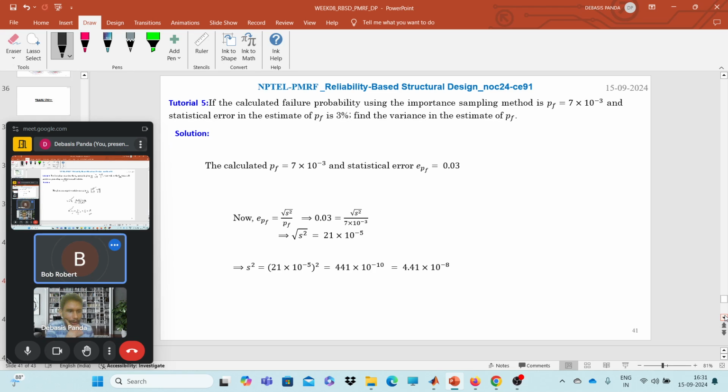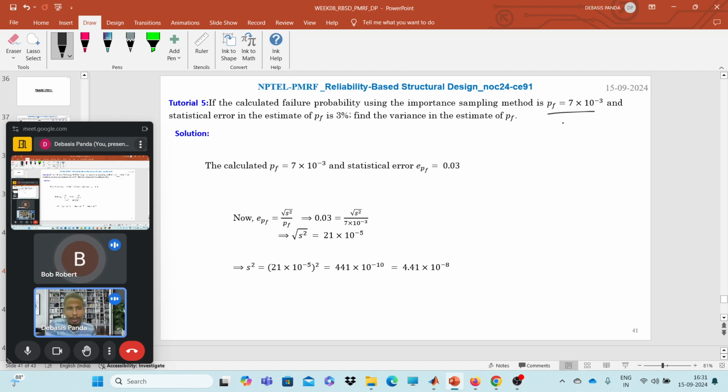Now, this question is from the importance sampling method. If the failure probability is calculated using the importance sampling method, which they have already mentioned here, the probability of failure PF is given as 7 into 10 to the power 3, and the statistical error.